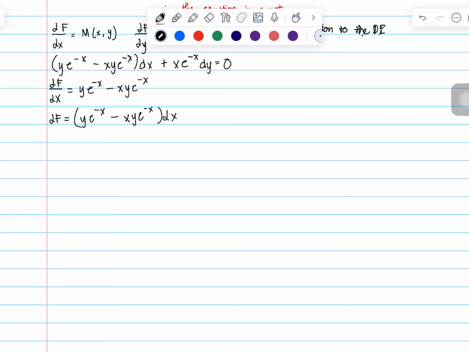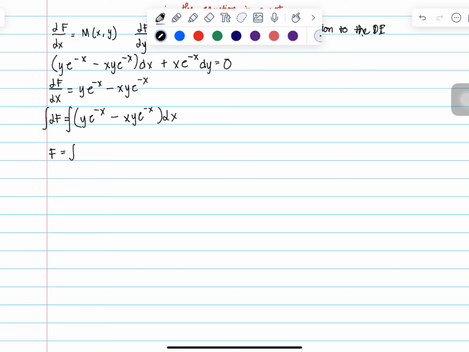Okay. Now, how do we solve this? How do we get f? So we integrate both sides. So how do we integrate both sides? With respect to x, so we have f. Integrating the first, or we can distribute the integral.